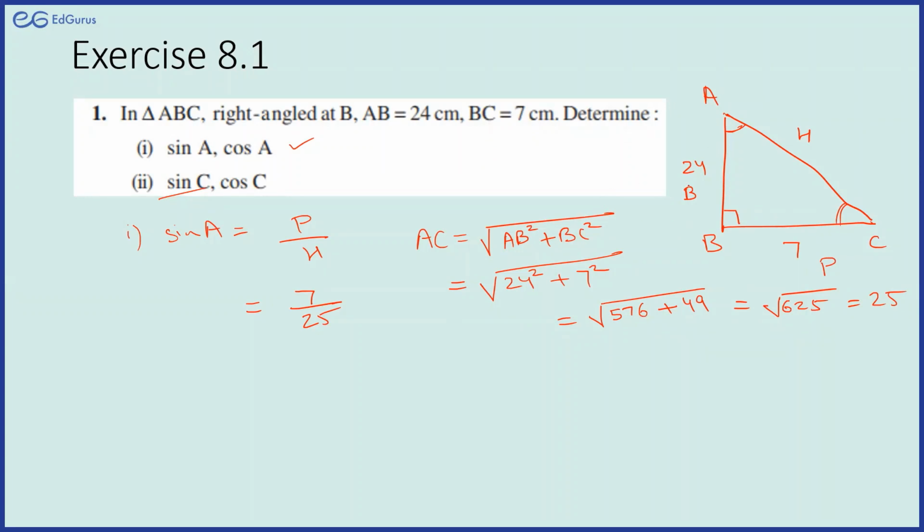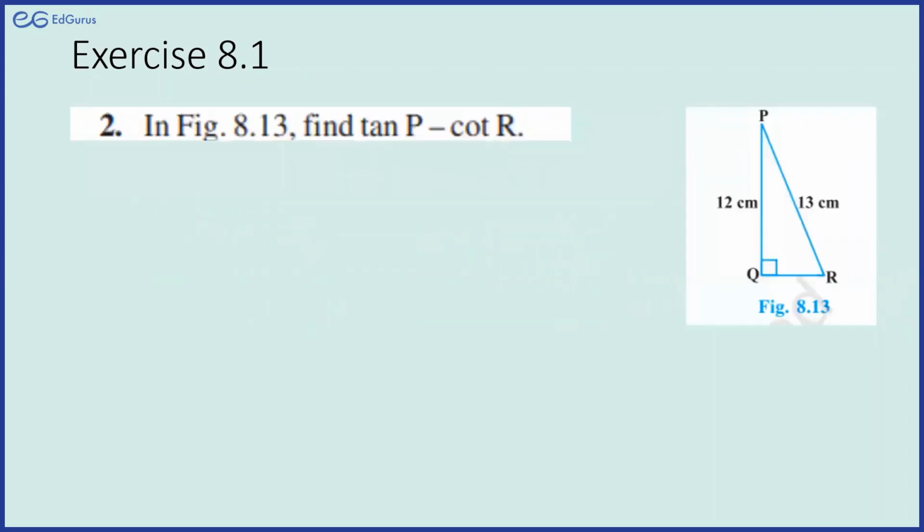I've already found the values, right? AB की length मुझे given है, BC की पता है, hypotenuse मैंने निकाल ली है. But now this will become my perpendicular and this will become my base, and accordingly the values of the trigonometric ratios will change. Okay, these you can find on your own.